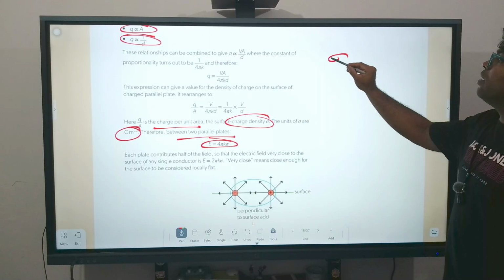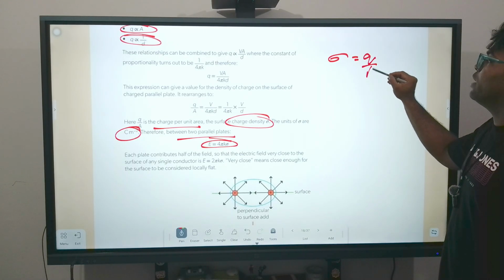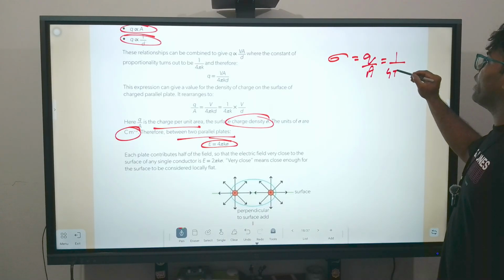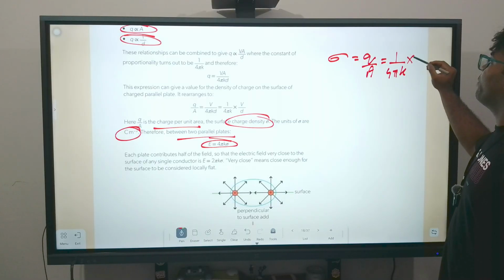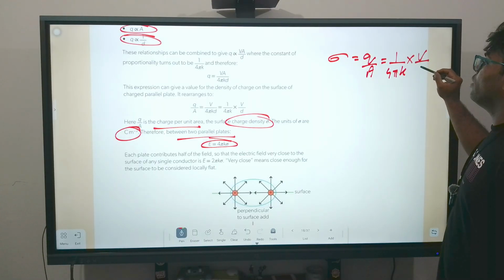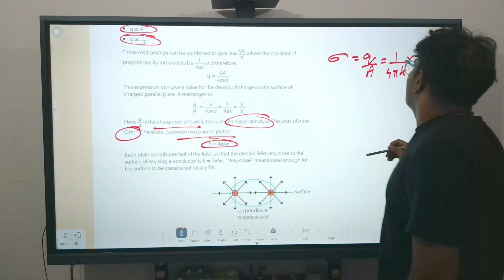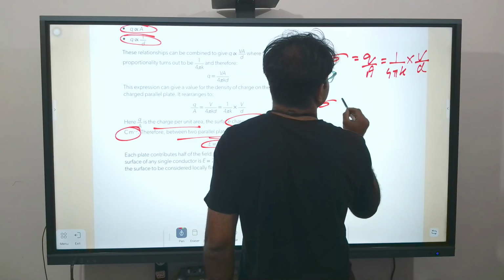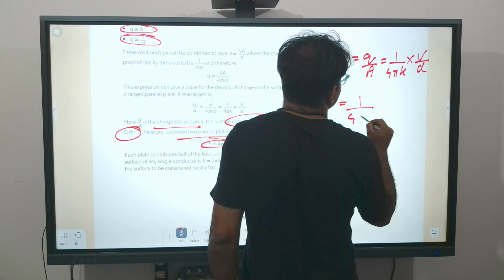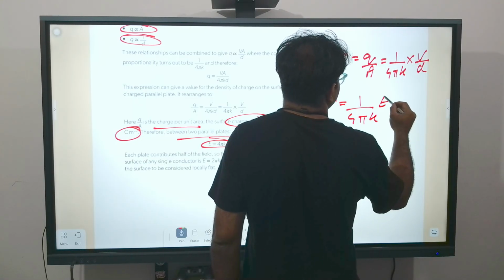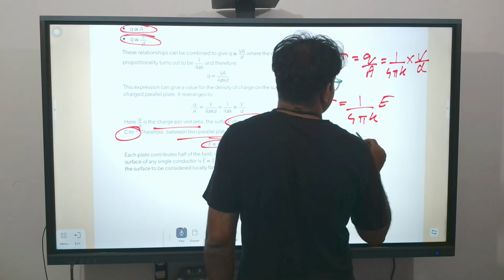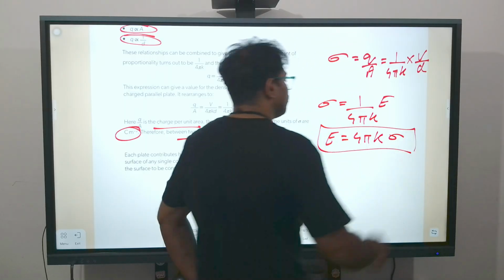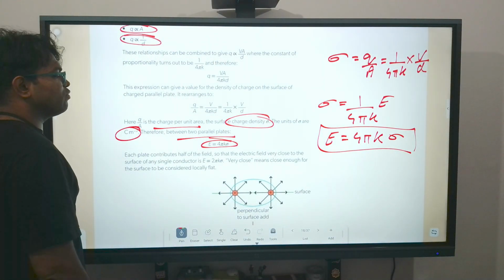So sigma is equal to Q upon A, which is equal to 1 upon 4 pi k multiplied by V upon D. So what is V upon D? V upon D is the electric field. So sigma is equal to 1 upon 4 pi k times the electric field. So the electric field becomes equal to 4 pi k sigma. Understood? This is how you get this formula.